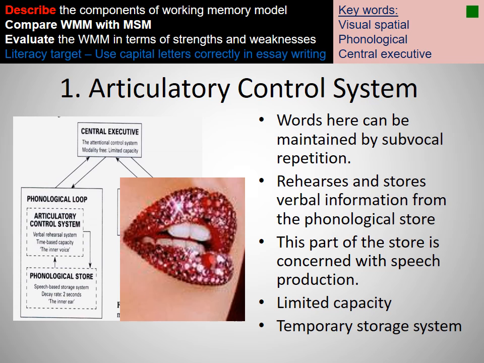If we now look at the articulatory control system, which is the aspect here within the phonological loop, words here are maintained by subvocal repetition. So that's when you hear your voice in your head repeating things. So you'll say cat sat mat within your head. Now it rehearses and stores verbal information from the phonological store, and this is the part of the store which is controlled with the speech production. Now it has limited capacity, as we've talked about before, because it's only a temporary storage system.